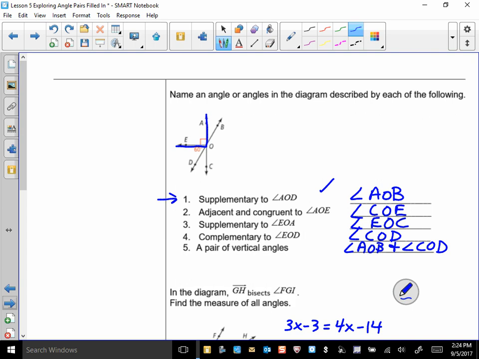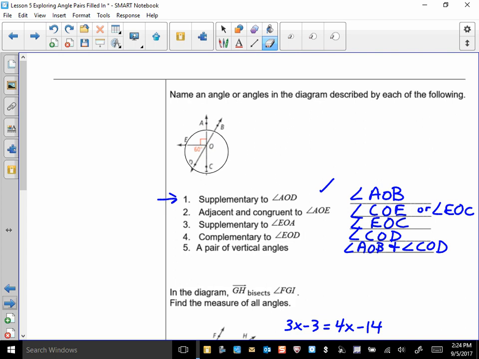AOE. Okay, well that's a right angle, so I know its measure is 90 degrees. And I need another angle that's adjacent to it, so it's going to be that one. And I'm going to call it either angle COE, or you could call it angle EOC. It doesn't matter which way you name it as long as you got the O in the middle. And next, number 3, supplementary to EOA.